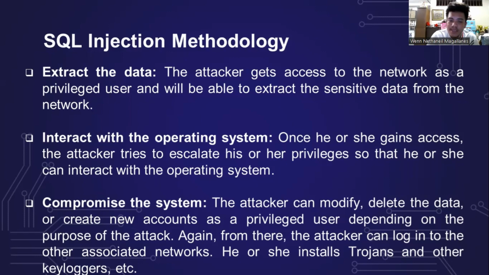By this time, the attacker can modify, delete the data, or create new accounts as a privileged user, depending on the purpose of the attack. Again, from there, the attacker can log in to the other associated networks. He or she installs Trojans and other keyloggers. So your system is totally crashed already by this time.